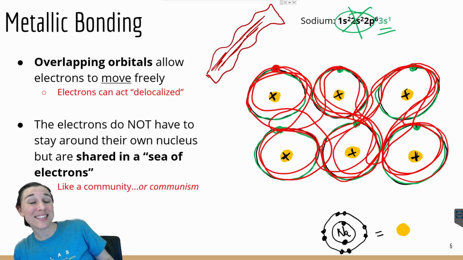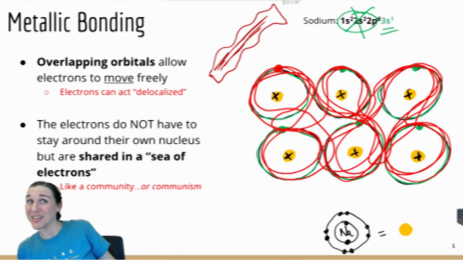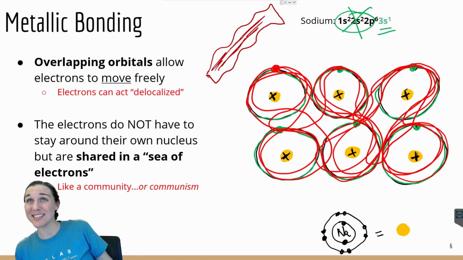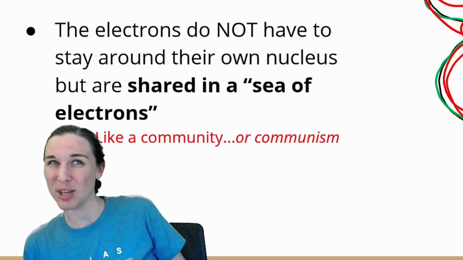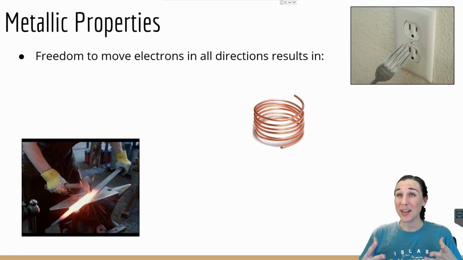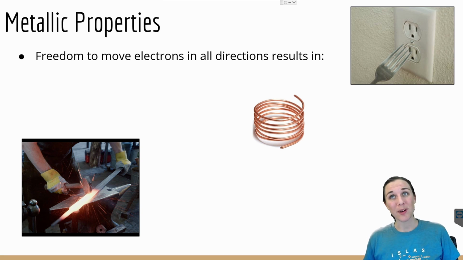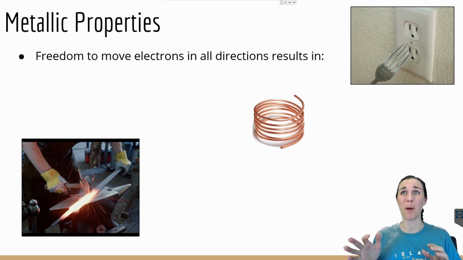In other words, this is why I kind of feel like metals are like a community or communism. Because there's no single ownership of electrons anywhere. They all own the electrons equally. So this freedom of electrons to move about gives metals some very special properties that we as humans have utilized to our benefit over many, many years.